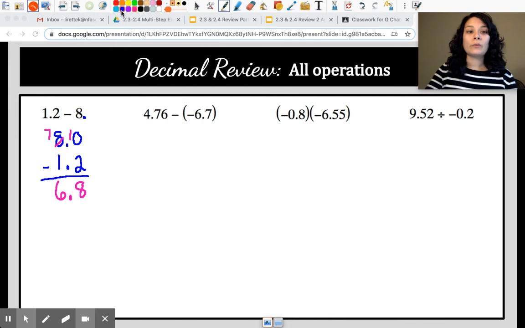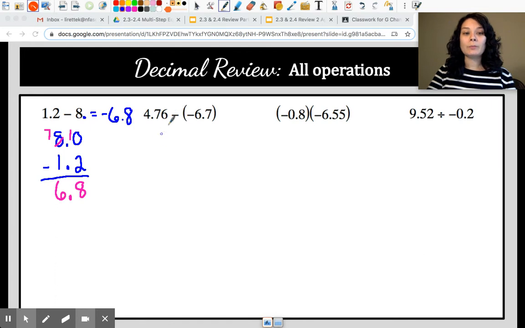Now, before I write my final answer, I should go back to this original problem and ask myself, which number was further from 0, 1.2 or negative 8? Well, it's the negative, so I'm going to make my answer a negative 6.8. Okay, so that's my final answer there. Let's take a look at the next example.